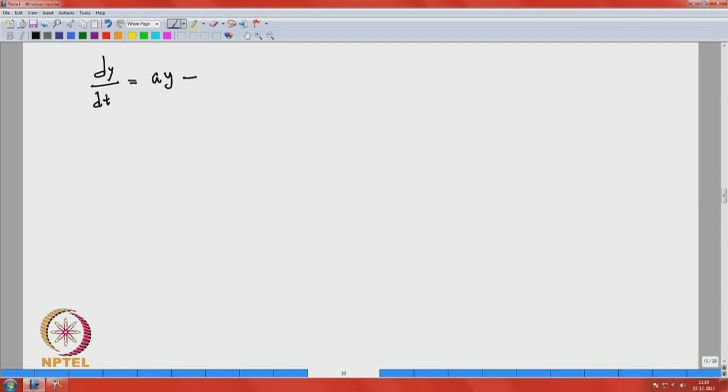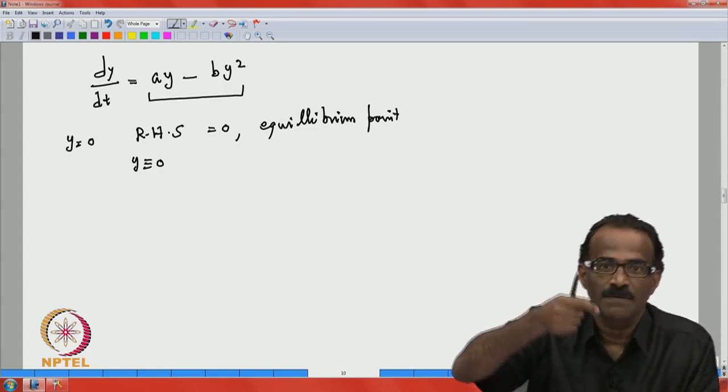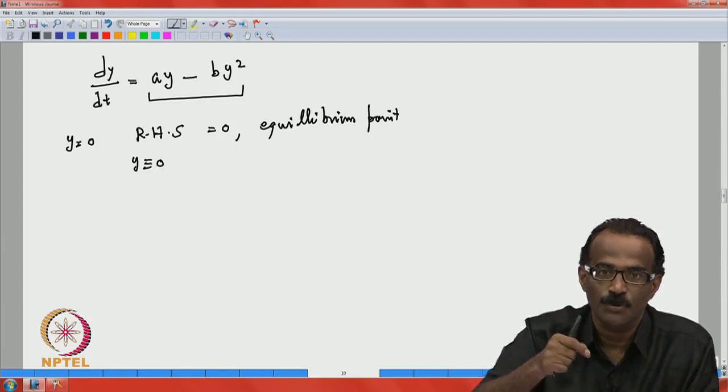dy by dt is equal to Ay minus By square. Look at this expression now. When y equal to 0, RHS is equal to 0. That means such points are called equilibrium points. Whenever you have y equal to 0, and if you have solution y at t naught starting at 0, then dy by dt will be 0 and it remains 0. So, you get y equal to 0 as an identical solution, it does not move. So, it is an equilibrium point. If the solution starts from 0, the solution will remain 0 all the time.